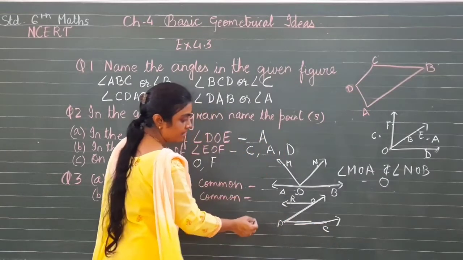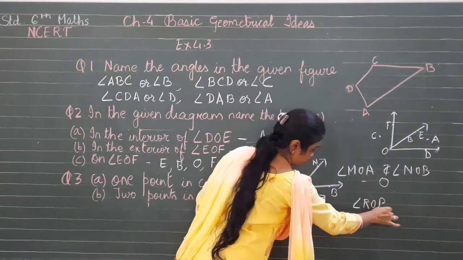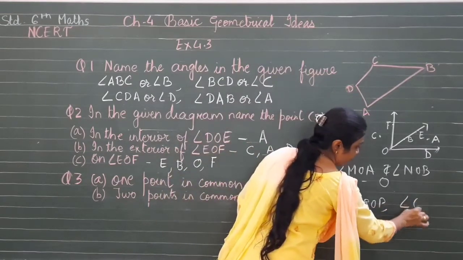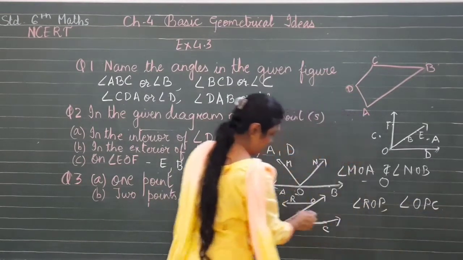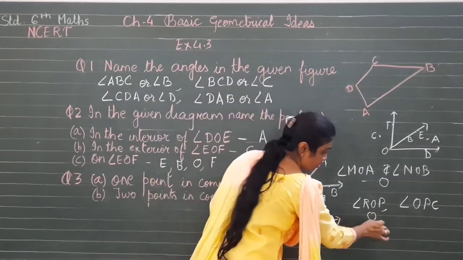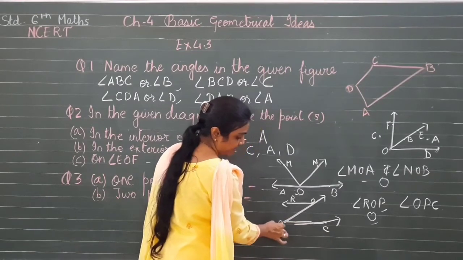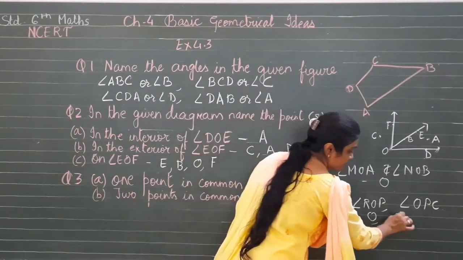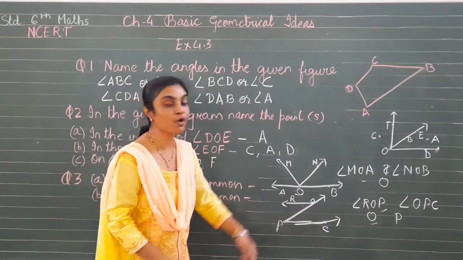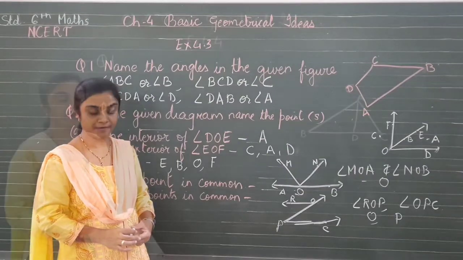Now angle ROP and angle OPC. Angle ROP, so this is the common point O, and angle OPC, so P is the common point. So we have seen 2 points in common. The rest of the questions, you can do by yourself.